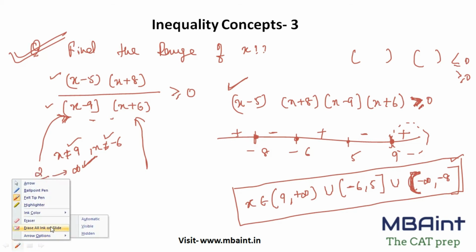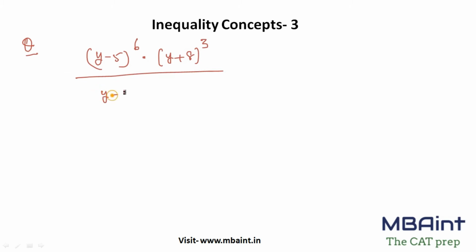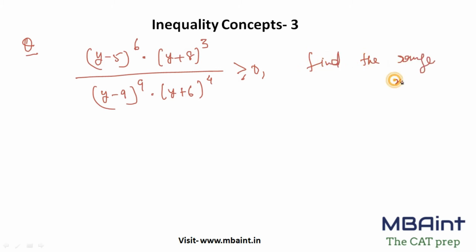Let's see one more question so that things are really clear now. One more question with higher degree. Let's say the equation given is (y minus 5) to the power 6 and (y plus 8) to the power 3, upon (y minus 9) to the power 9 and (y plus 6) to the power 4. This is with higher powers, greater than or equal to 0, and the question is the same: you need to find the range of x. So you know what to do.